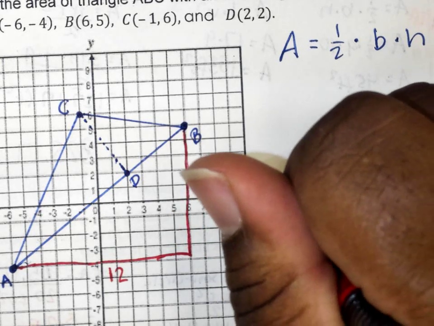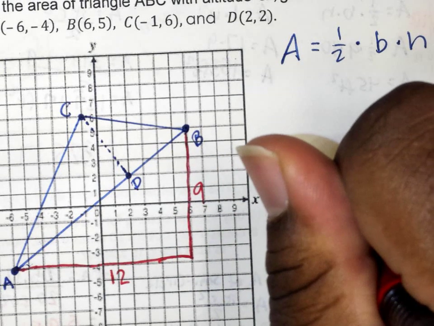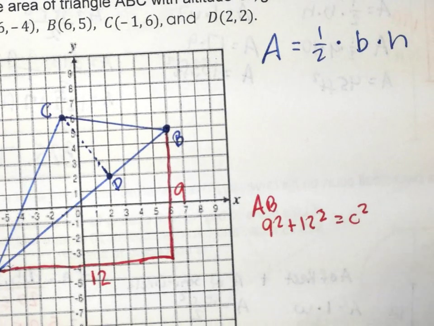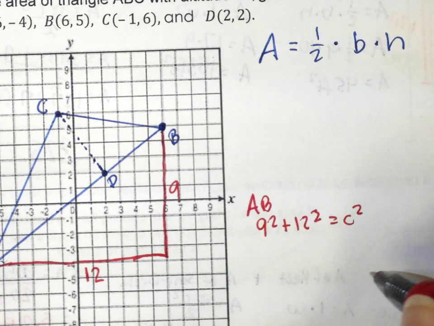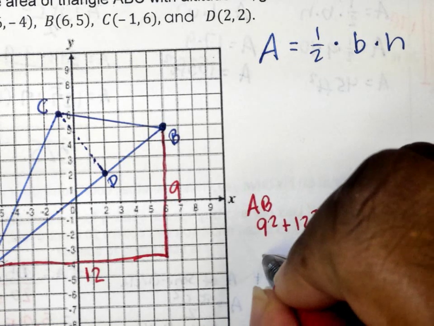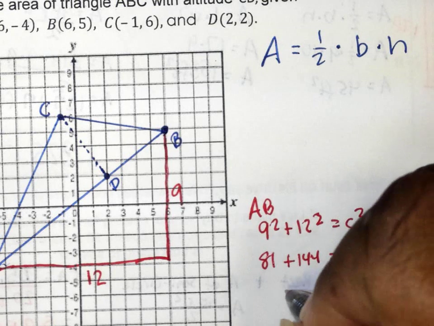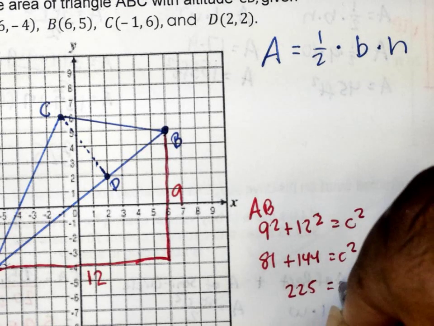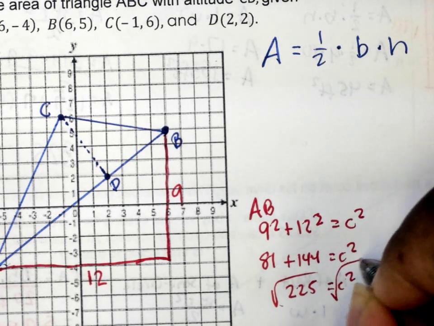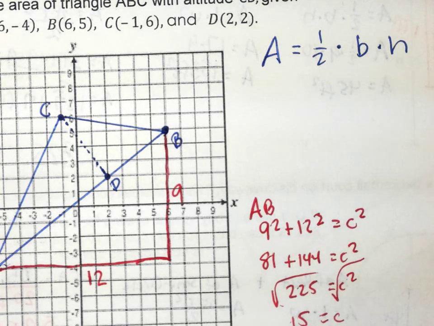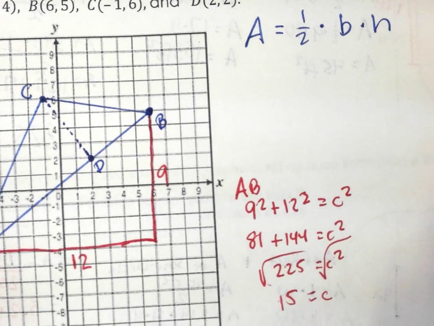So it's 9 squared plus 12 squared equals c squared. This is another common one, too. I already know my answer, but 81 plus 144 equals c squared. 225 equals c squared. Square root, square root. 15 equals c. So in this case, my base is going to be 15.